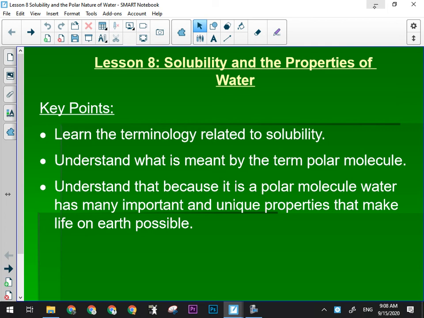And lastly, understand that because it is a polar molecule, it has many important and unique properties that make life on Earth possible. That's just one of the things. Why is it important that water expands when it freezes? Why is that something that life depends on? Everything in the ocean died, the ice would just go falling down.